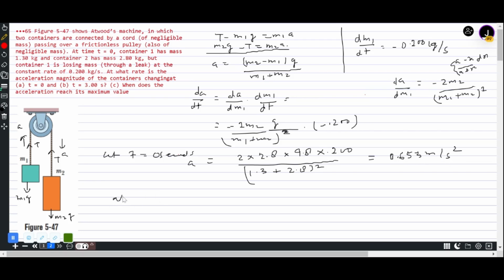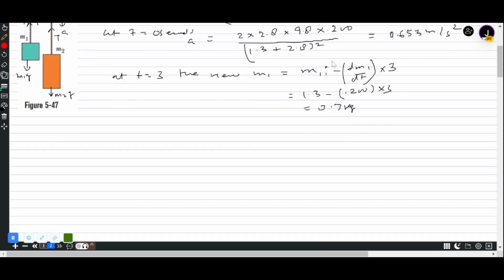Now we have to find it at t equal to 3 seconds. At t equal to 3 seconds, obviously a lot of mass m1 would have been lost. So what is the value of m1 at t equal to 3? That is m1 initial minus dm1 by dt into 3 seconds, which is 1.3 minus 0.2 kg into 3 seconds of loss. So that works out to 0.7 kg. That is the new m1. So we'll put this value of new m1 in this and we'll get the acceleration at t equal to 3.